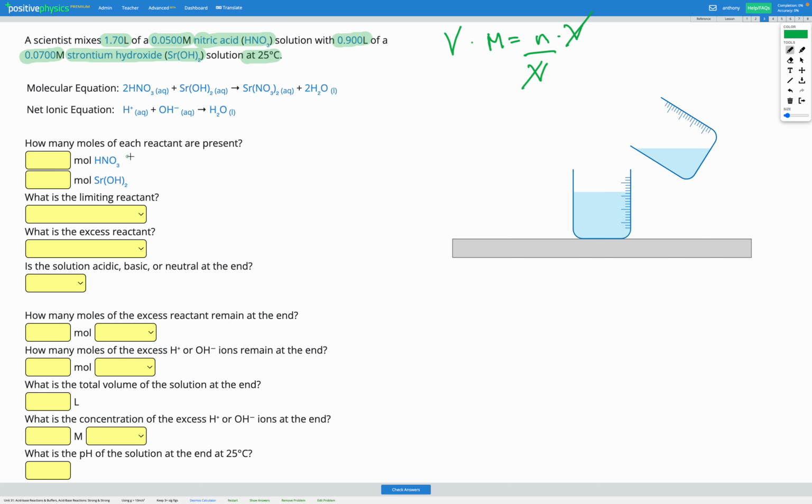So for HNO3, our molarity was 0.0500 multiplied by our volume, which is 1.70. That gets us a number of moles of 0.0850. For strontium hydroxide, we had a molarity of 0.0700 multiplied by our volume, which was 0.900. That gets us a number of moles of 0.0630. So let's go ahead and fill those in to check we got them right.